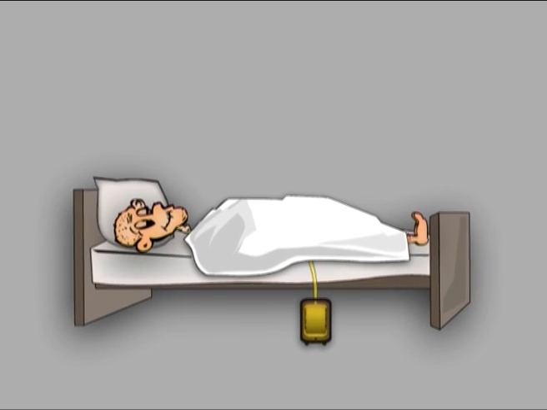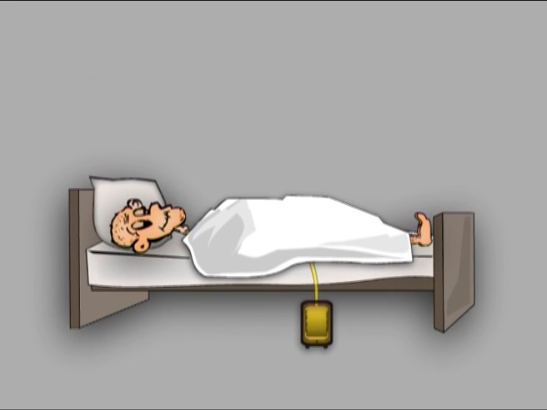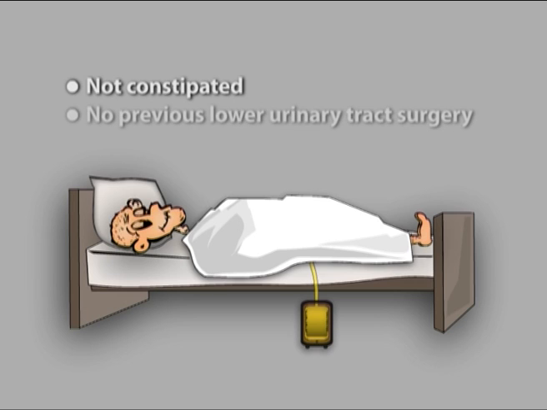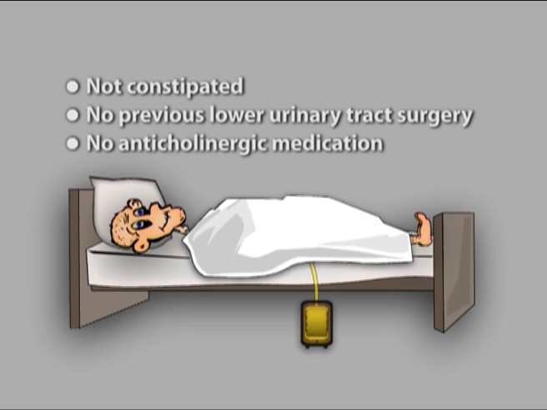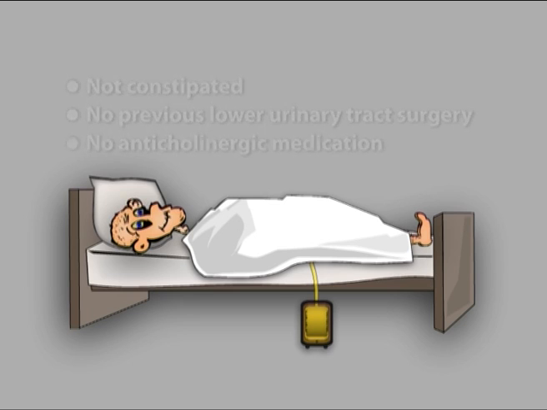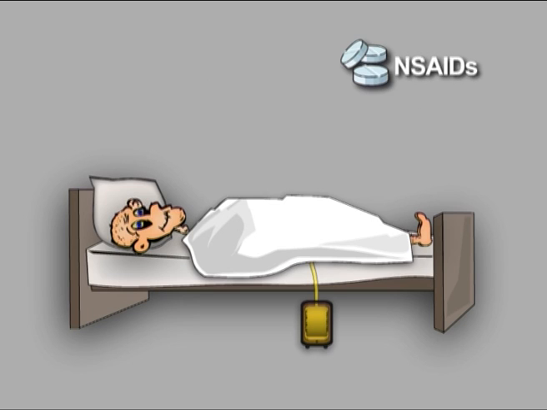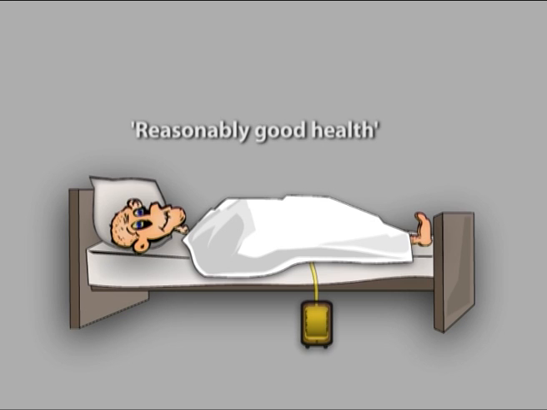His past medical history was fairly unremarkable. He was not constipated and had had no previous lower urinary tract surgery. He had taken no additional medication, such as an anticholinergic, that might have helped to precipitate an episode of urinary retention. However, he was taking non-steroidal anti-inflammatories for rheumatoid arthritis and an ACE inhibitor for well-controlled hypertension. But other than that, he really was in reasonably good health. He'd been settled on the ward and seemed to be quite comfortable.